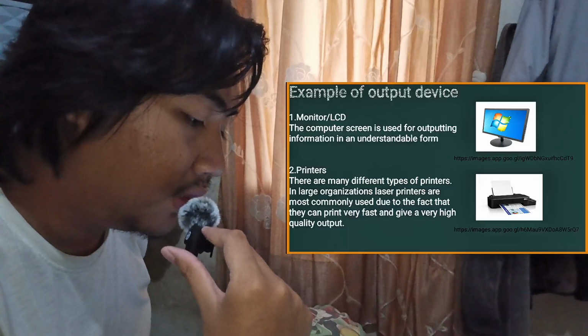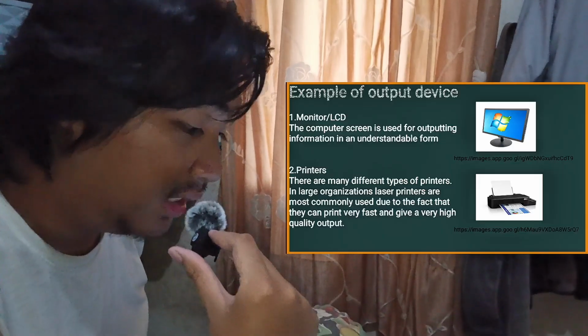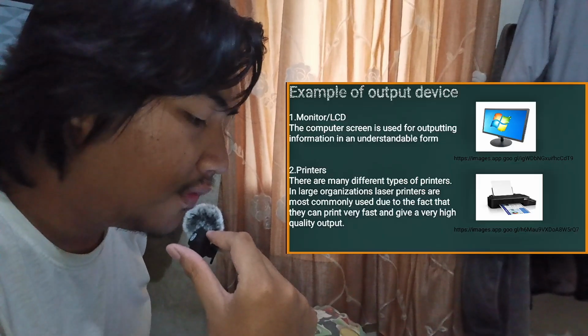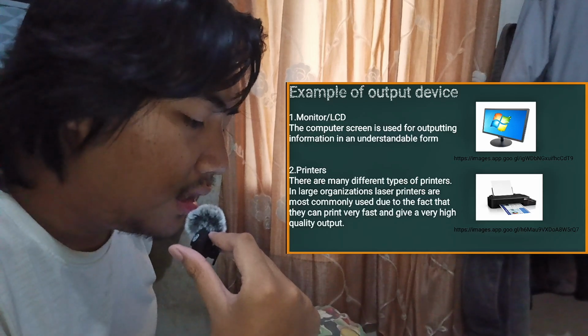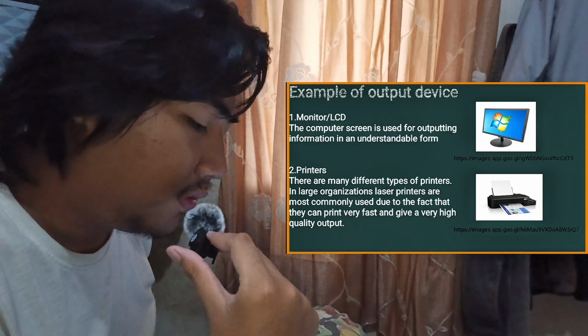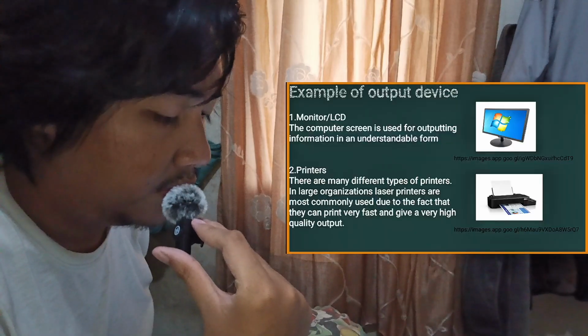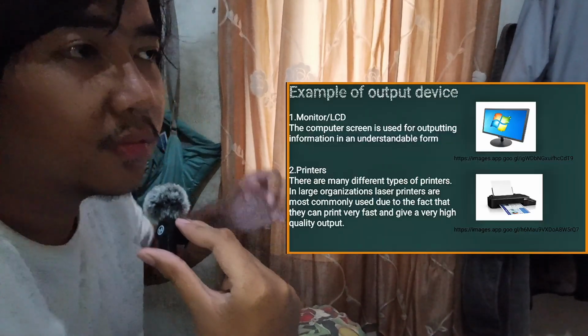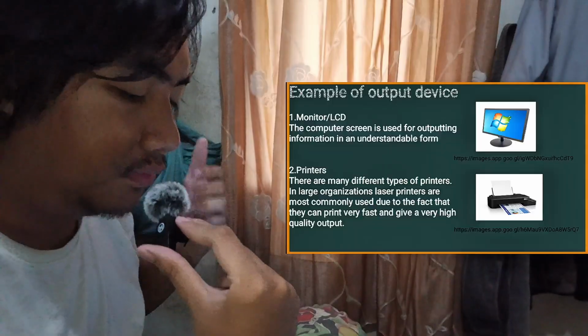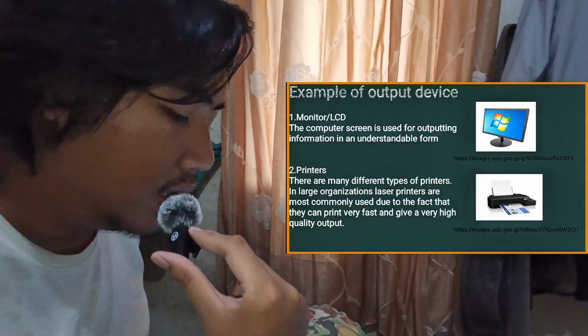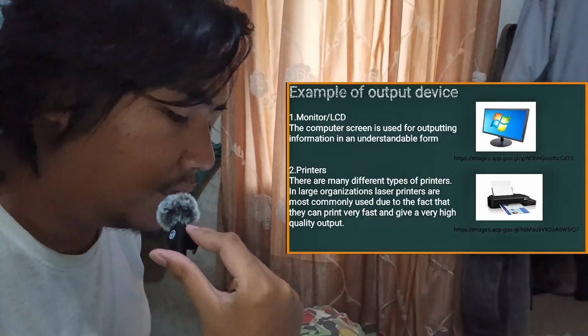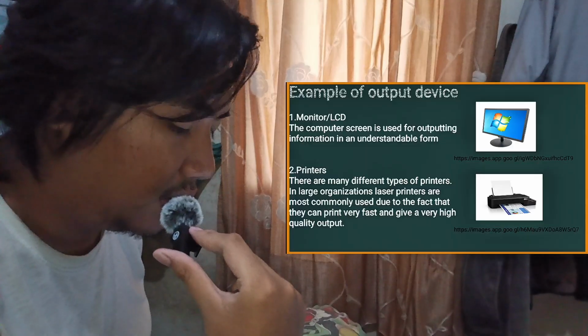So the next page is examples of output devices. The first one is monitor or LCD. The computer screen is used for outputting information in an understandable form. Yeah, the purpose of a monitor is to output the result of your input. The second one is printer. There are many different types of printers in large organizations.